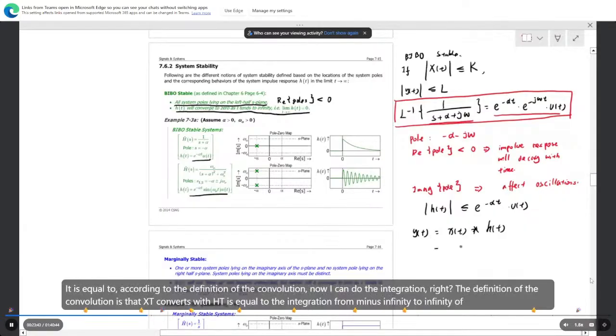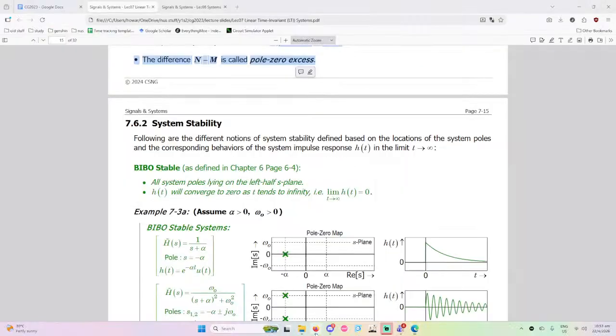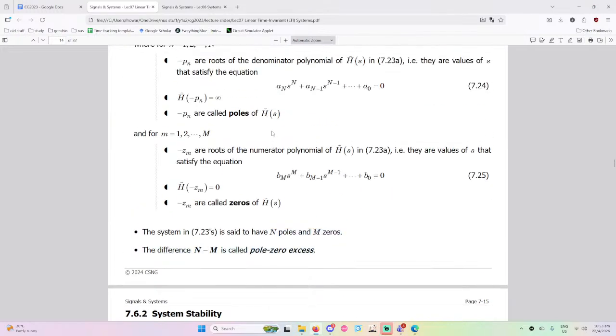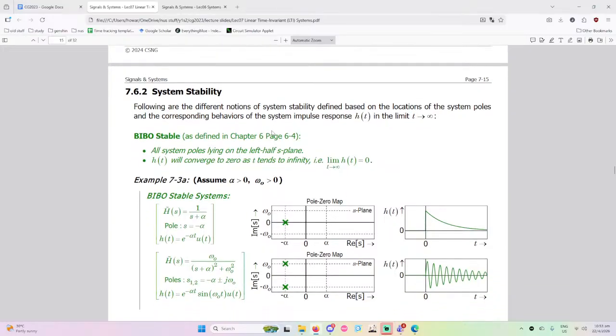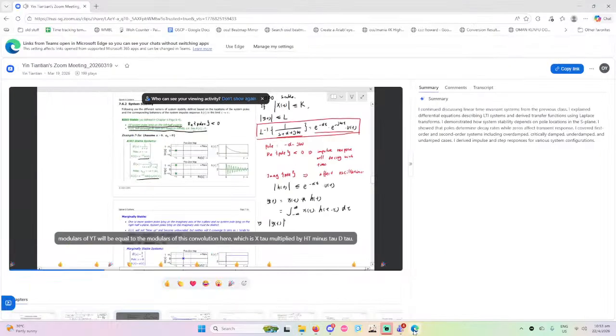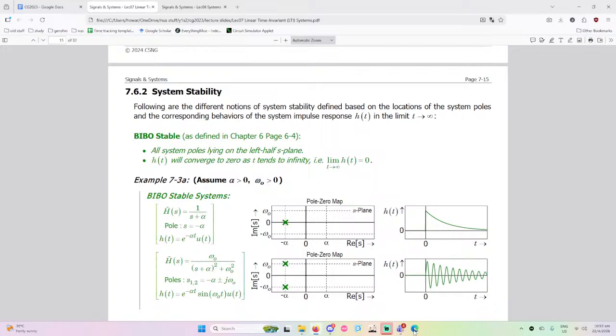Now, according to the definition of the convolution, I can do the integration. The definition of the convolution is that x(t) convolved with h(t) is equal to the integration from minus infinity to infinity of x(tau) multiplied by h(t minus tau) d tau. So from this equation, I know that the modulus of y(t) will be equal to the modulus of this convolution, which is the integral of x(tau) multiplied by h(t minus tau) d tau. Until this step is okay, right?